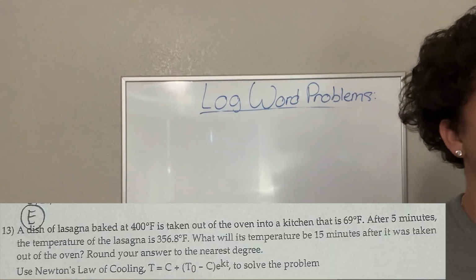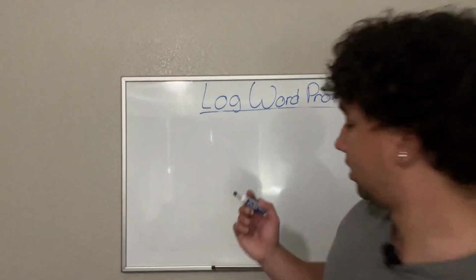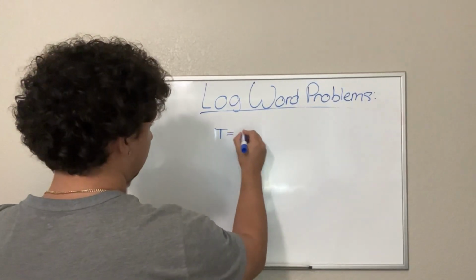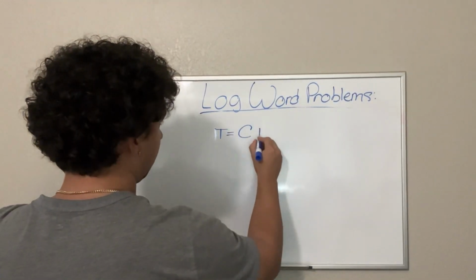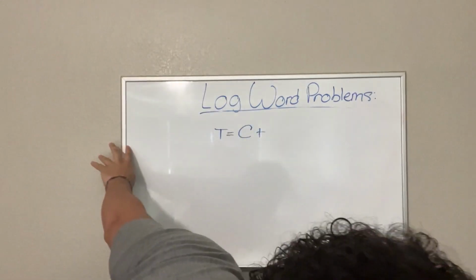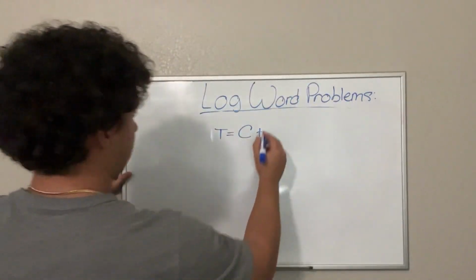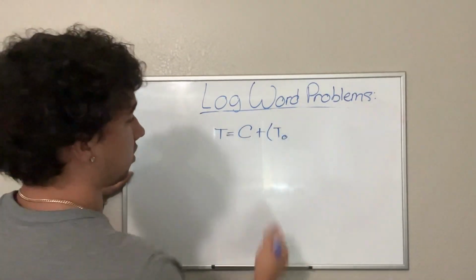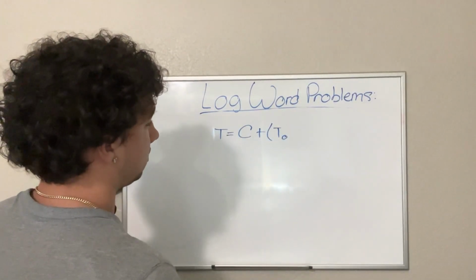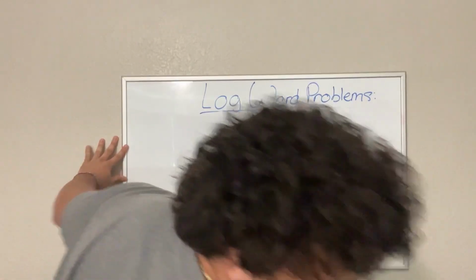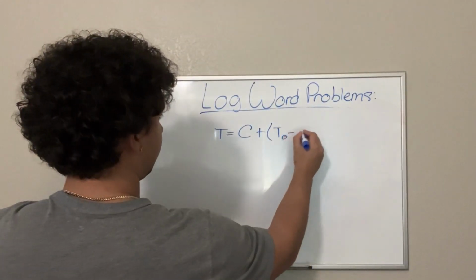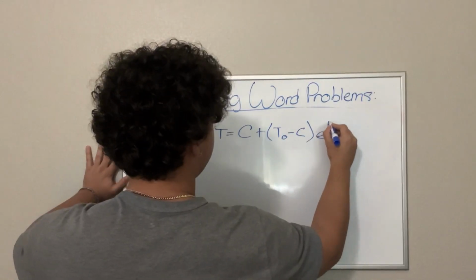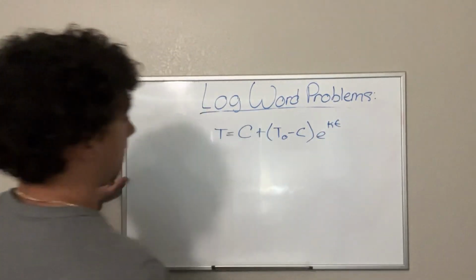And they give us Newton's law of cooling, which is T, the remaining temperature, is equal to C plus (T sub 0 minus C) times e raised to the kt power. T sub 0 always just means T initial value.